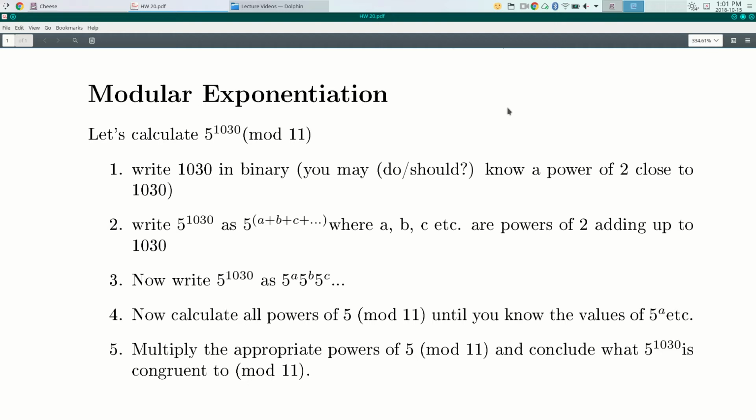5 to the 16. We could just use Euler's law. So 9 times 9, it's going to be 4. This is congruent to 5 to the 8 squared. 9 times, got it, just keep going. Which is 81, which is 4 times 3.